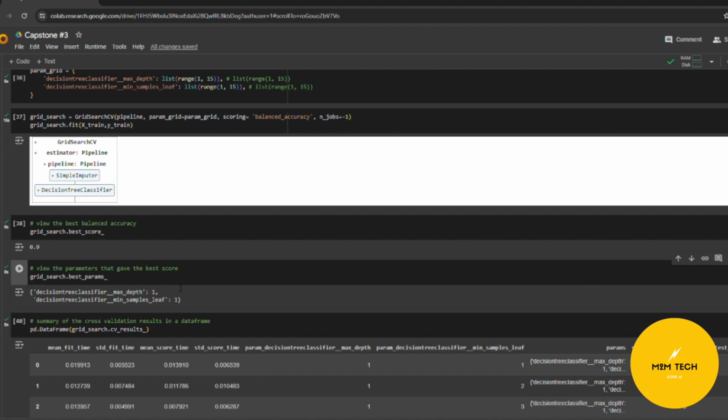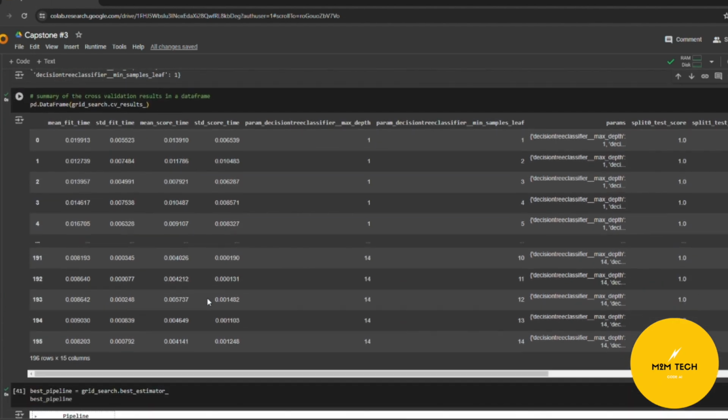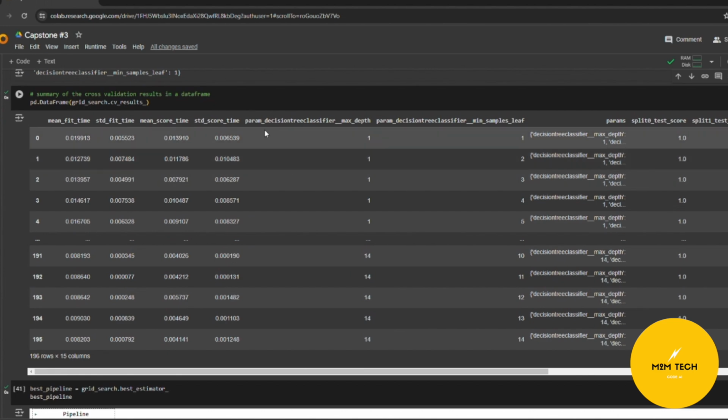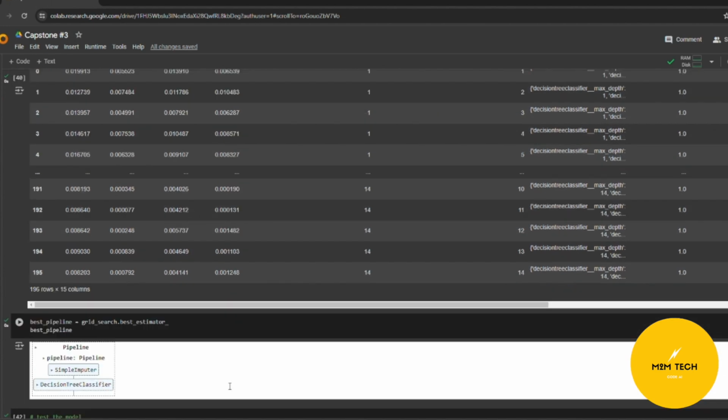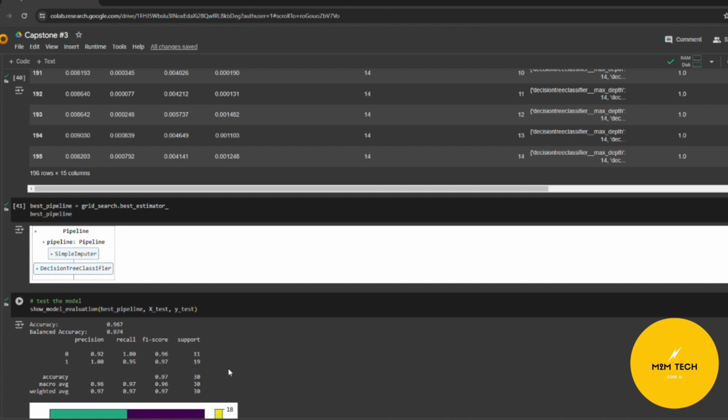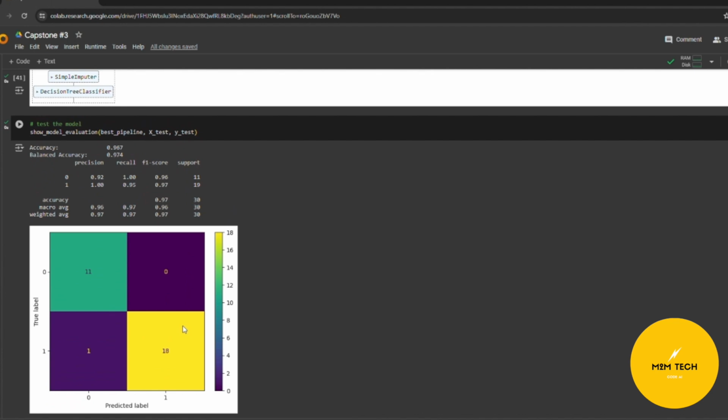It is also interesting to note that the parameter that was given to have the best score only contains one sample per leaf, which initially caused overfitting for me. So having these values for the hyperparameters is very interesting. Nonetheless, here is the summary of the cross-validation results in a data frame. And now I've selected the best performing pipeline found during the grid search and tested out the model on the test data, which it hasn't seen yet.